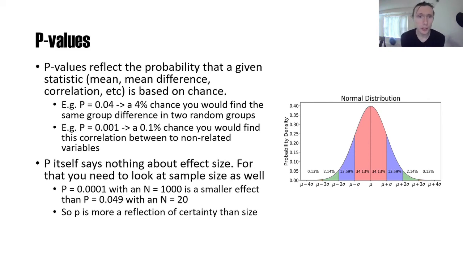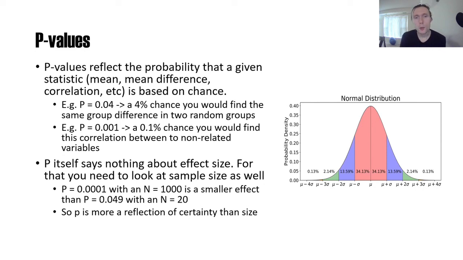So if you have a p-value of 0.04, there's a 4% chance that you would find a group difference just on chance. So there's a 4% chance of that being just a random group difference. Now, if that value is so small, we typically say, okay, well, it's unlikely to be chance because it's only 4% chance. But if your p-value is 0.001, then there's only 0.1% chance that a certain group difference is just random.